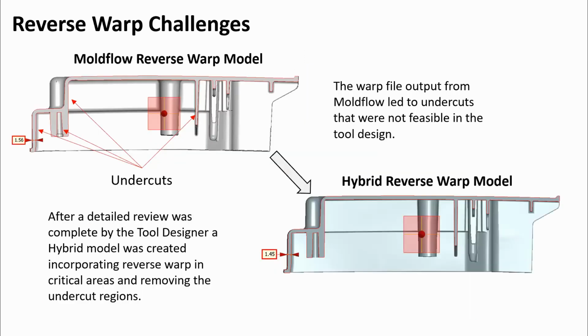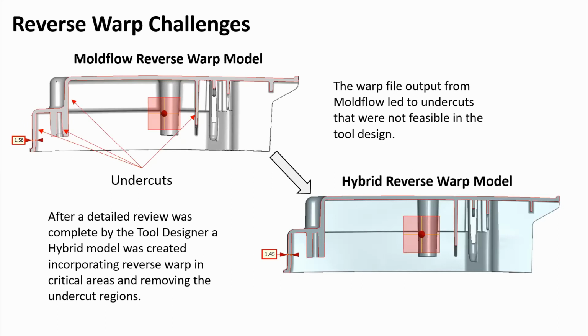So the decision was made now, right, we're going to go with a reverse warp file because it will get us to a better place at our first off tool trial, closer to meeting drawn specification. Some of the challenges now with this component, we had some deep ribs on the component. We had long bosses on the component. When we actually use a reverse warp model on this, what happens is it creates undercuts in the tool, which aren't going to be in line of draw.